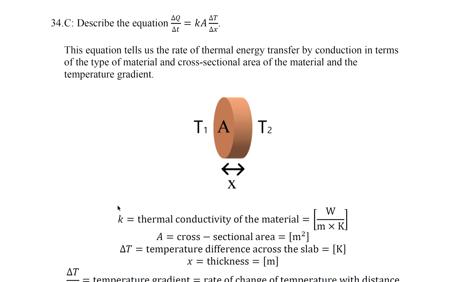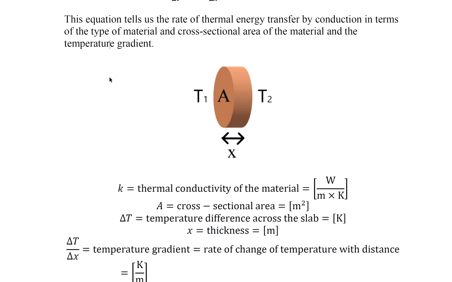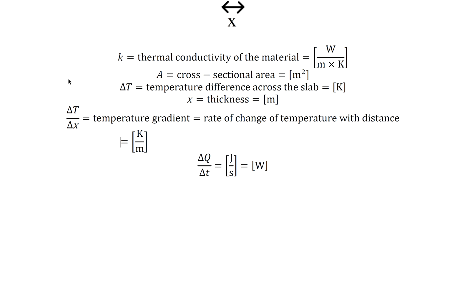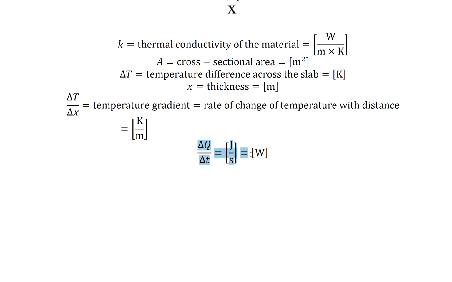K is the thermal conductivity of the material, A is the cross-sectional area of the object, delta T is the temperature difference across the slab, and delta X is the thickness. Delta T over delta X is called the temperature gradient, the rate of change of temperature with distance. And delta Q over delta T has units of joules over seconds, or watts. Power.